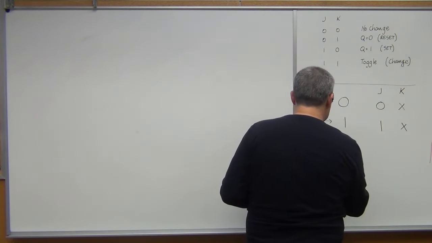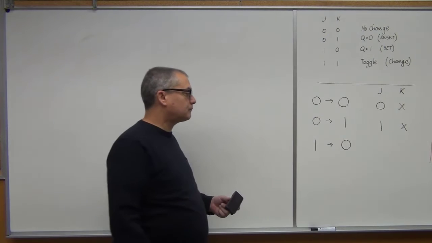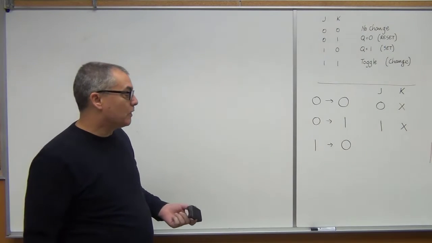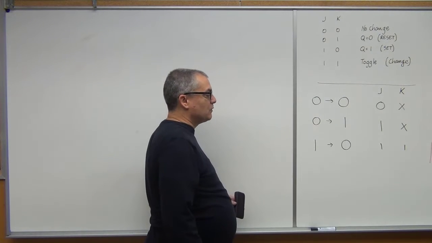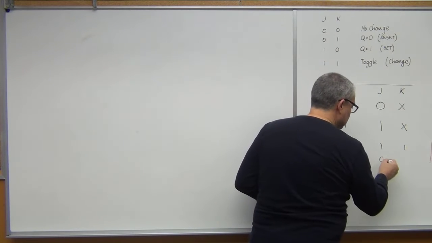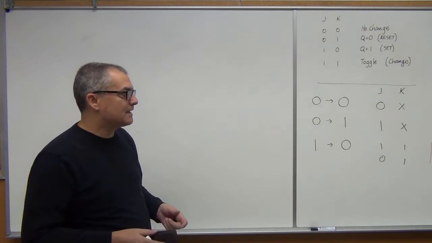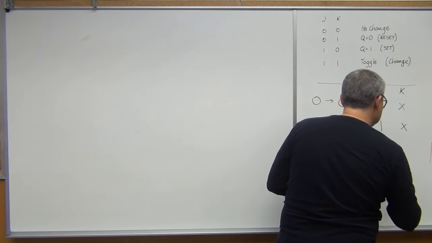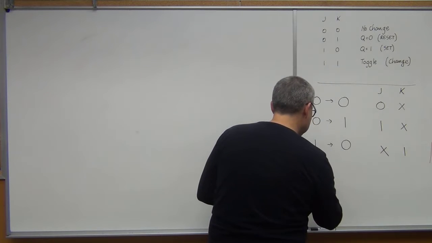Now, if your output is currently at a 1, and you want it to go to 0, well, two things there too. One is going to be toggle, and the other one is going to be reset, which is 0, 1. So in this particular instance, as long as K is 1, it doesn't matter what J is. So we're just going to rewrite this: as long as K is 1, it doesn't matter what J is.